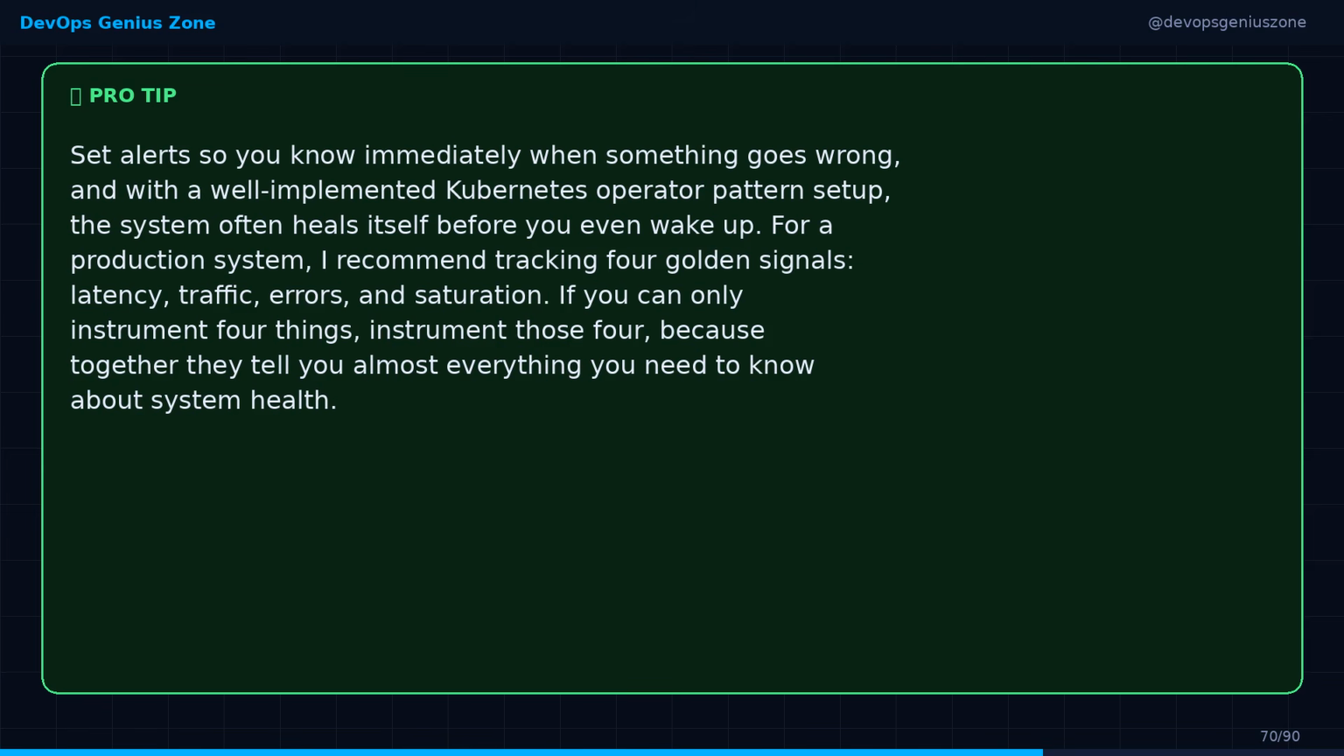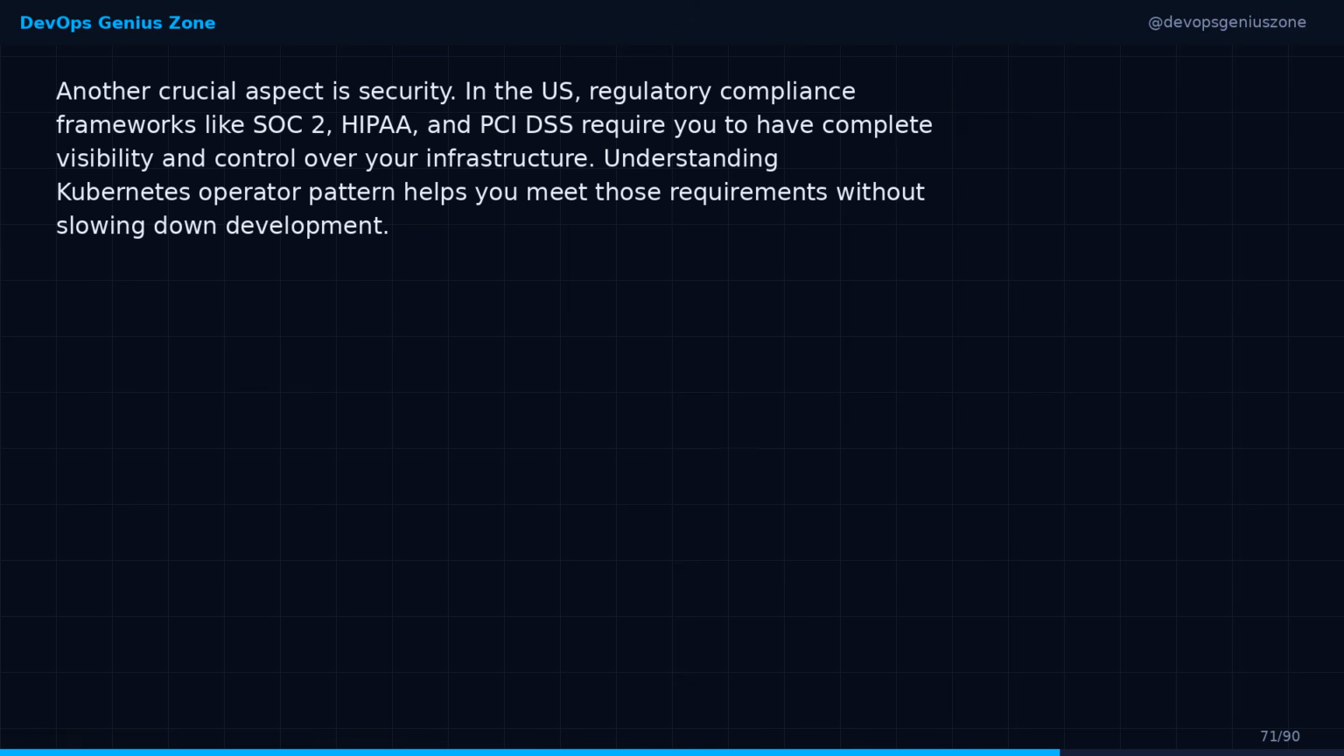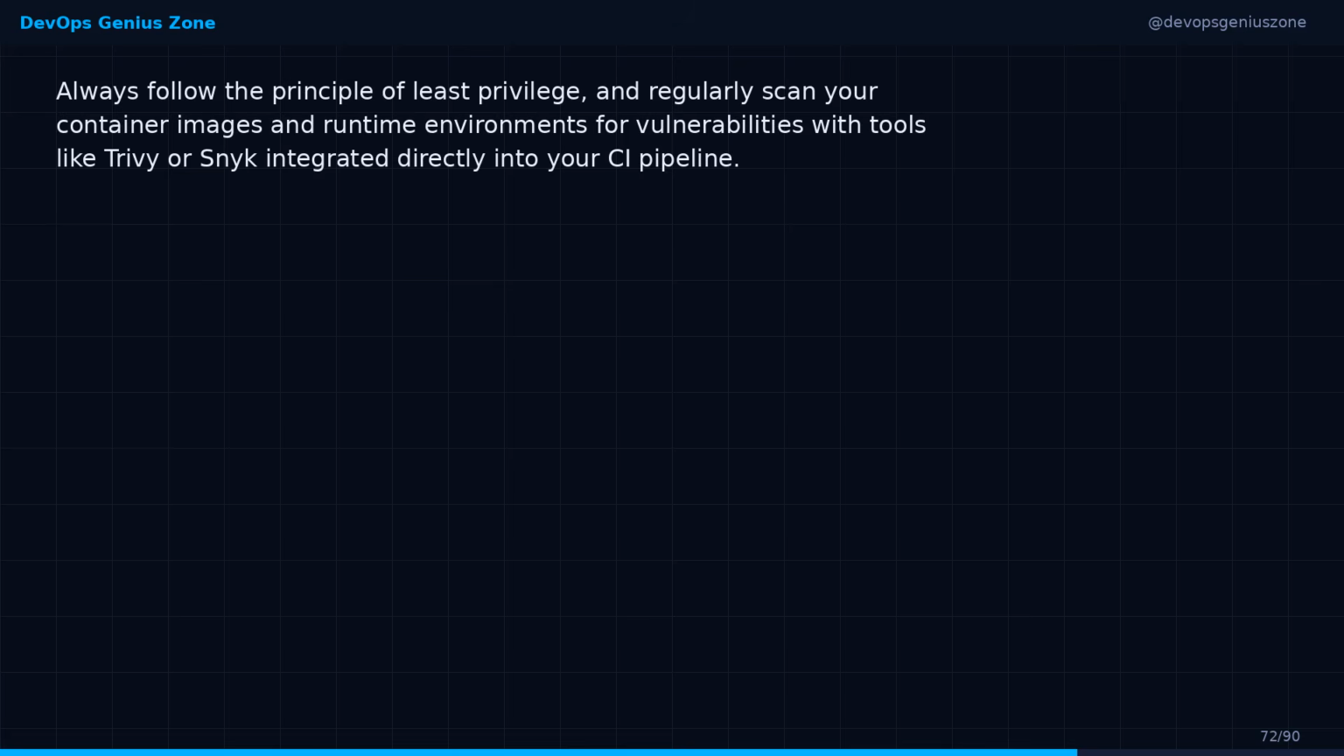In the US, regulatory compliance frameworks like SOC 2, HIPAA, and PCI DSS require you to have complete visibility and control over your infrastructure. Understanding Kubernetes Operator Pattern helps you meet those requirements without slowing down development. Always follow the principle of least privilege, and regularly scan your container images and runtime environments for vulnerabilities with tools like Trivy or Snyk integrated directly into your CI pipeline.